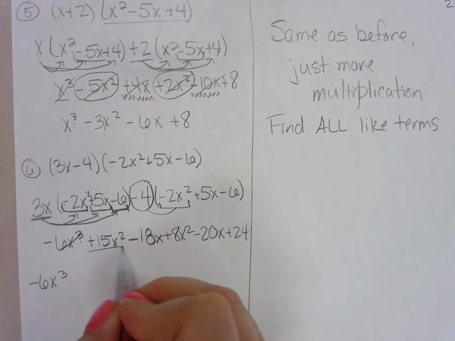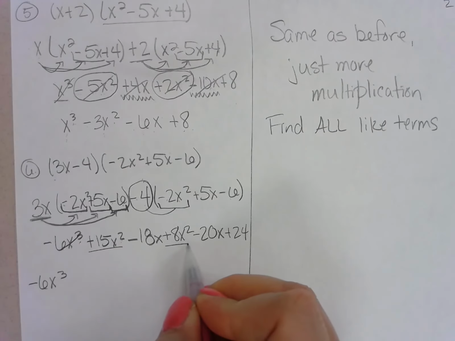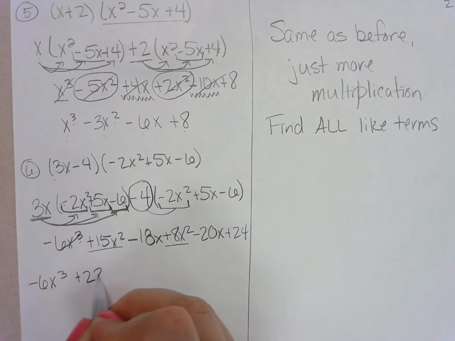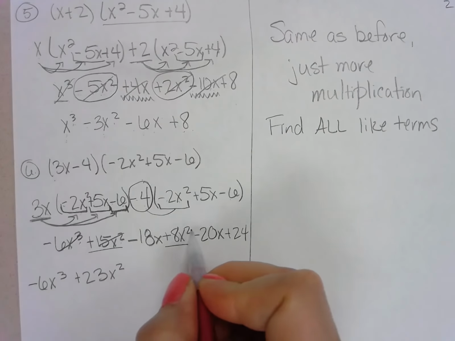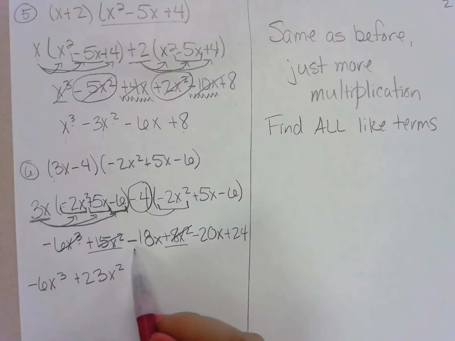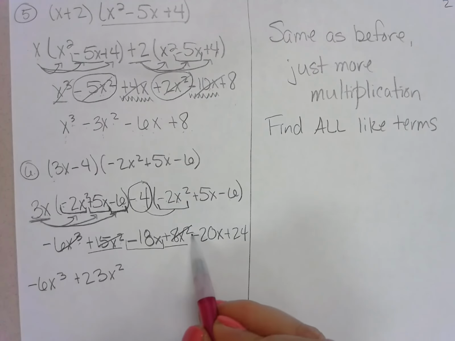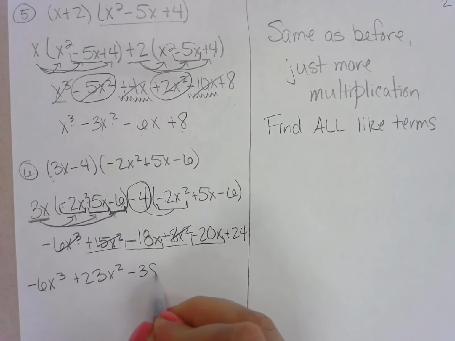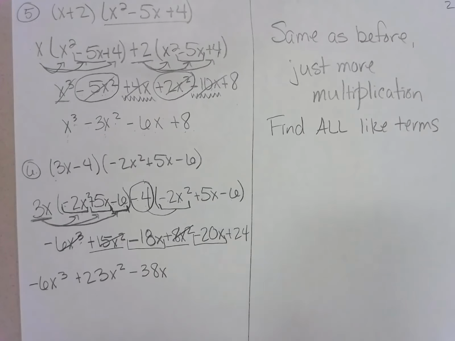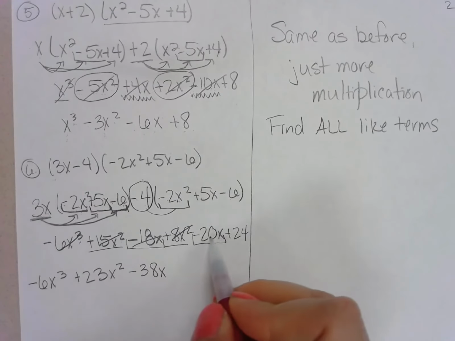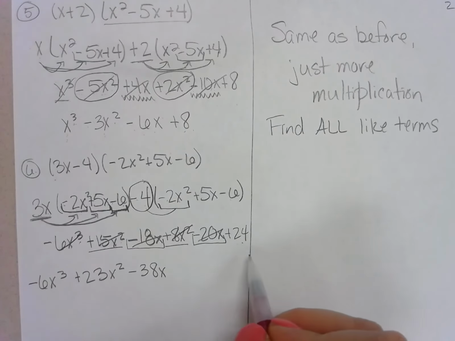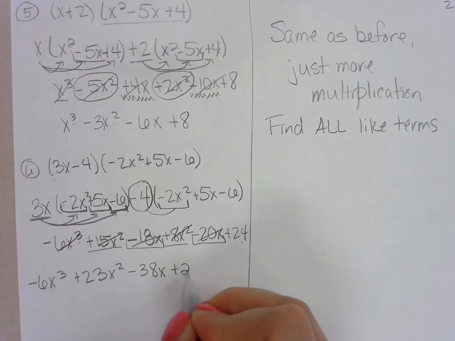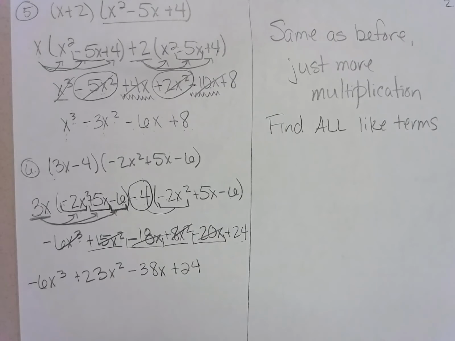So I'm going to say positive 15 plus 8. So I've got positive 15x squared and 8x squared. And when I put those together, I get 23x squared. So I've used those. Then I've got a negative 18x and a negative 20x. When I put those together, I get negative 38x. And then this 24 on the end doesn't have a variable. There's nobody to combine it with, so it's just going to show up in my answer.